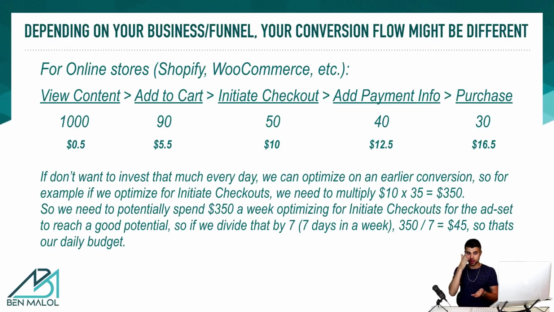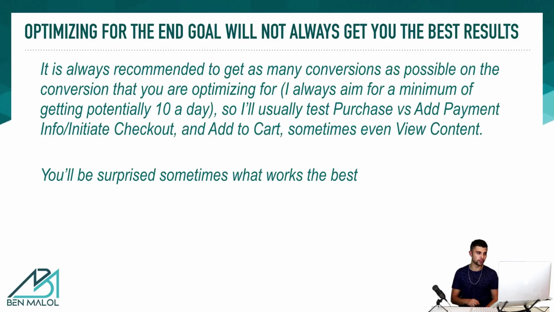Again, 35 conversions a week, it doesn't matter on what conversion. Whatever matters is the conversion that you're optimizing for. So if you're optimizing for purchases, you need to have 35 purchases a week. If you're optimizing for initiate checkout, you need to have 35 initiate checkouts a week, and so on. That's the minimum. So if we divide $350 by 7, again 7 days in a week, we get $45. So that's our daily budget. $45 is our daily budget if we're optimizing for initiate checkout, which is cheaper.